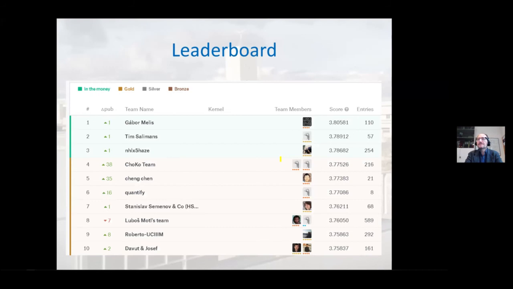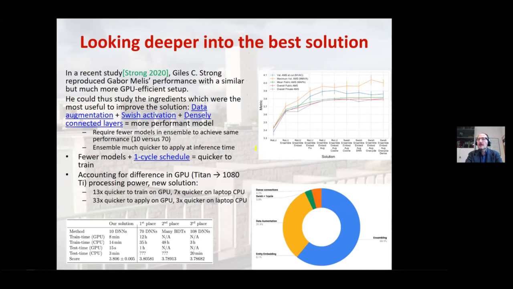So these are the winning solutions. And recently, Giles Strong, a postdoctoral scientist who's working with me, has redone this to show that you could actually replicate the results of the winning solution of Kaggle with much less computing if you did data augmentation techniques and some other features to improve the model. And it was able to study what was giving the best results. So data augmentation and ensembling are winning here. So this is a message to take off.